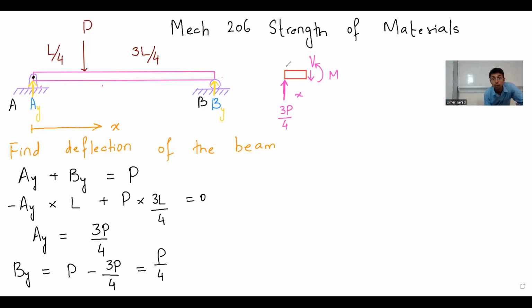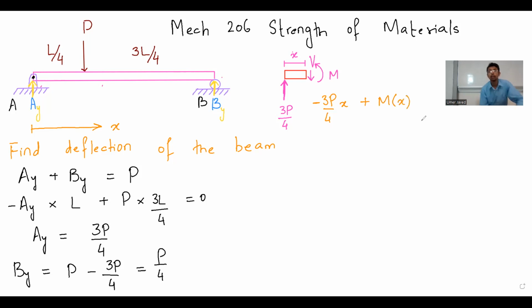So no need to write it over and over again. X is defined from the left. And for me, this little element is X. Please focus here. The X is defined from the left side. Okay, now that you understand everything, just tell me what is the moment. Everyone will tell me it will be minus 3P by 4 multiply by X plus capital M of X.